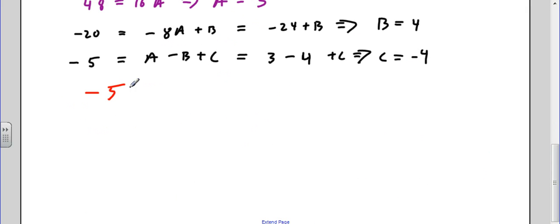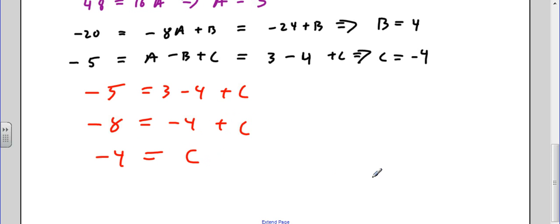Yes. Minus 5 has to equal 3 minus 4 plus C. The 3 goes on the other side of the equation. Minus 8 is equal to minus 4 plus C. The 4 goes on the other side. Minus 4 equals C. Okay, now we can write down our final answer.